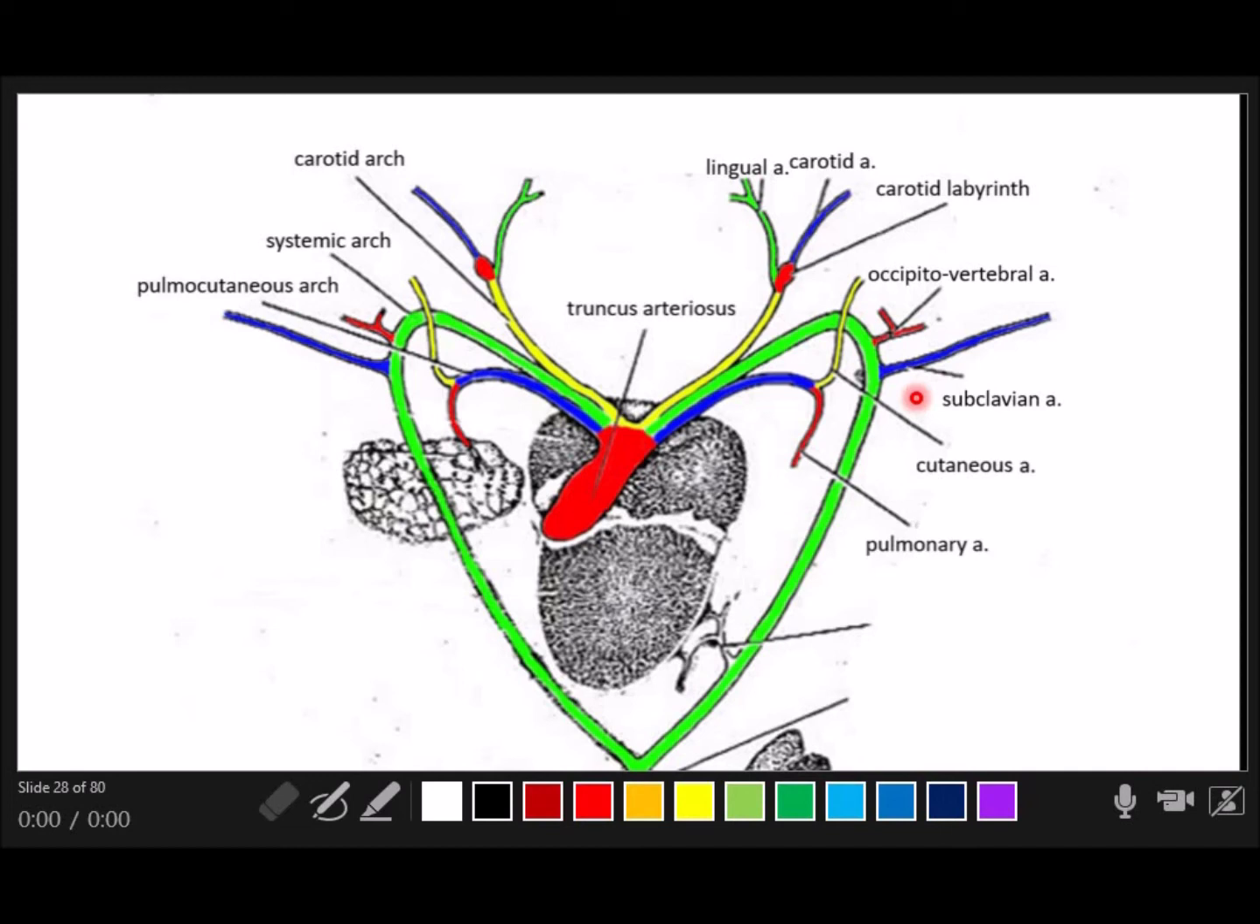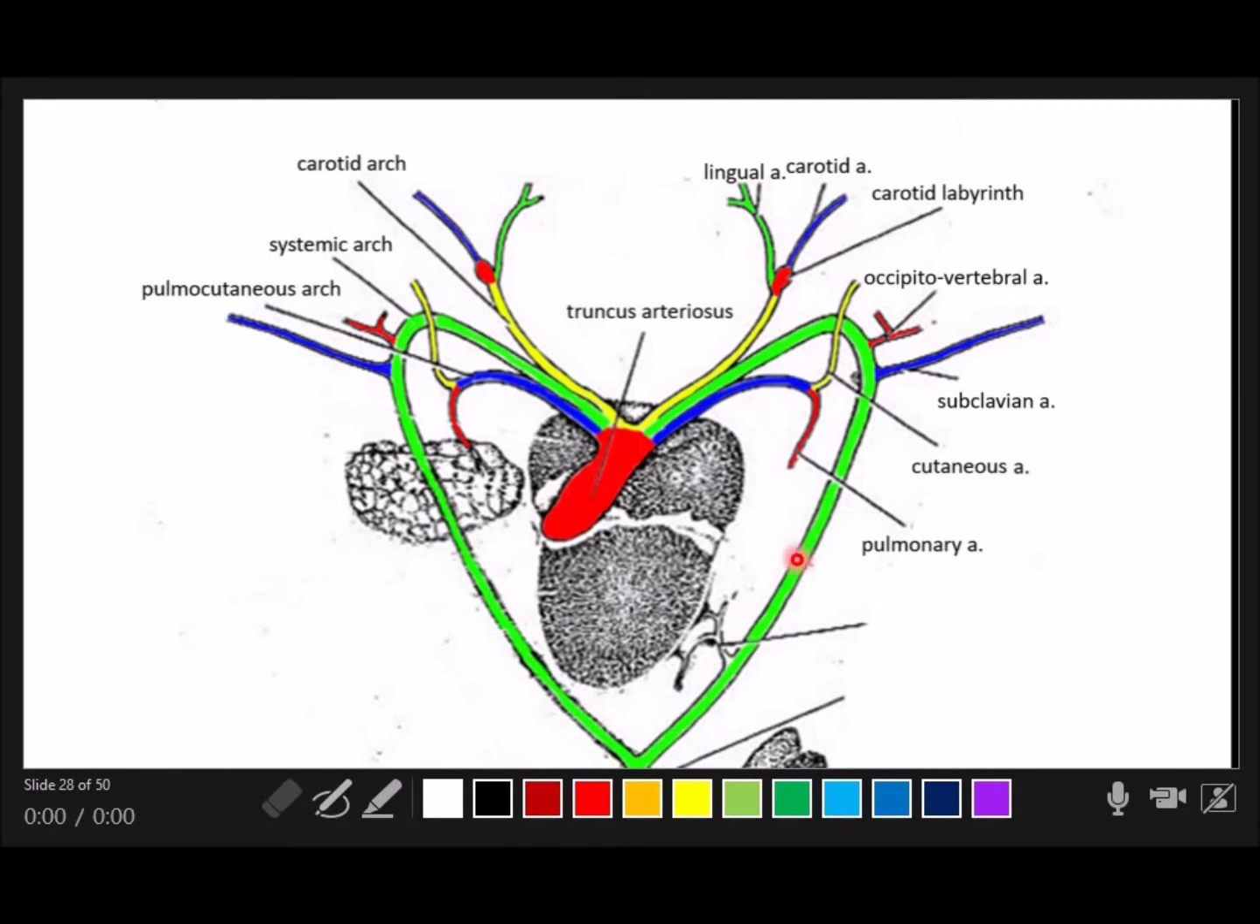So can you guess the part of the body that this artery supplies with blood? Yeah, it's the forelimbs, right? Okay, so this is the last branch of the systemic arch.